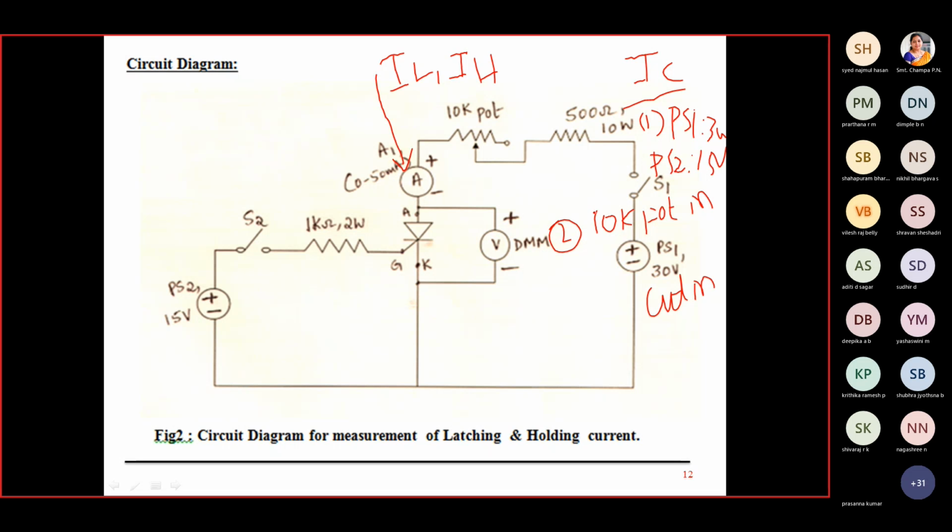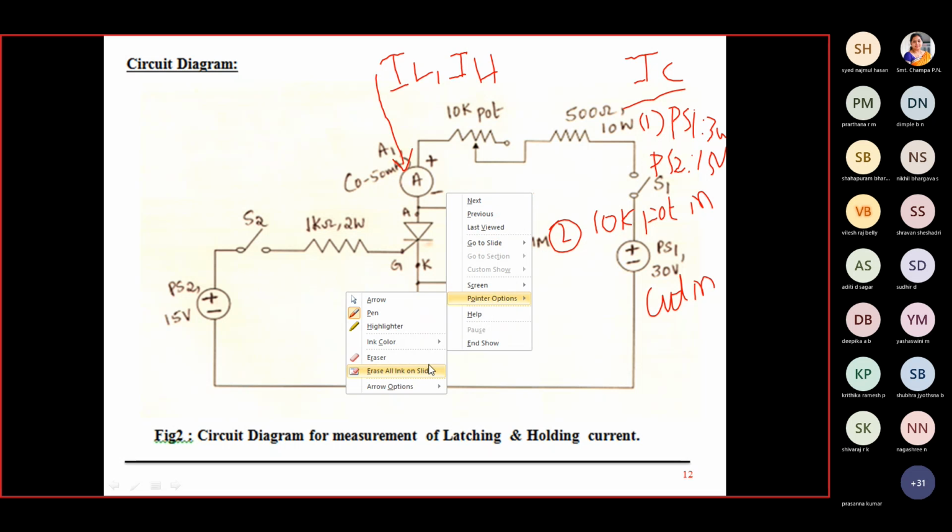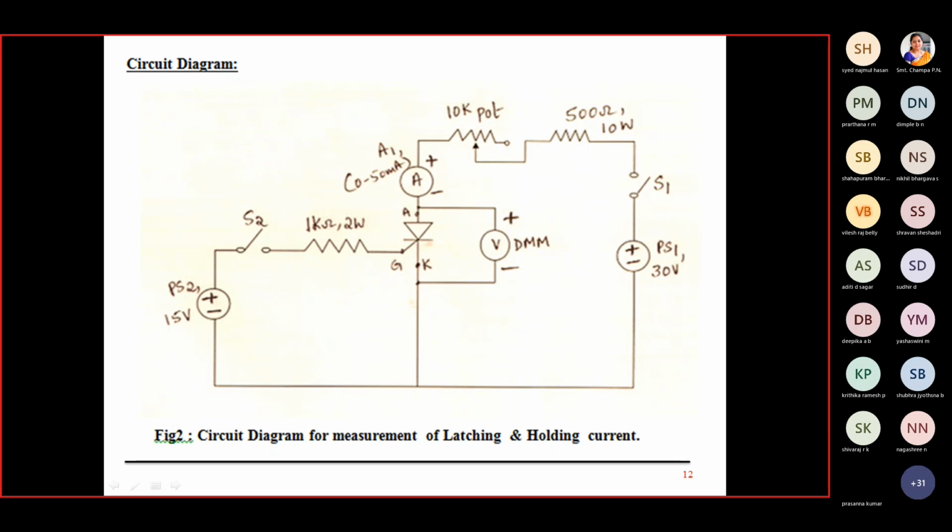Okay, these are the initial conditions. Now you observe, PS1 is 30 volt and PS2 is 15 volt. We made these settings at the beginning only. Before, PS2 was 0 and we were increasing it gradually, but here we keep it at 15 volt directly. Close S1. Then the voltmeter will show 30 volt directly because the switch is not turned on.